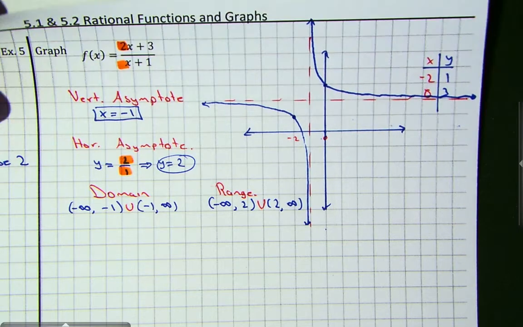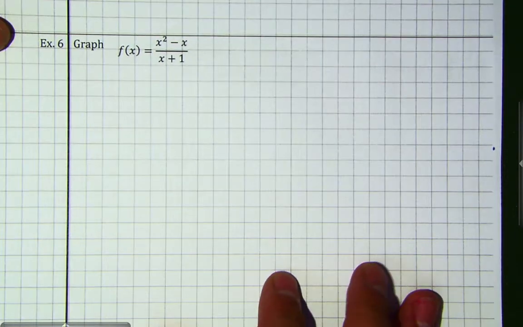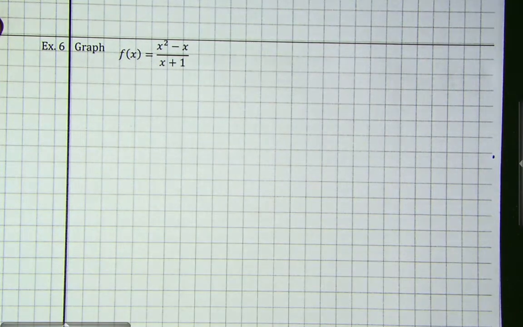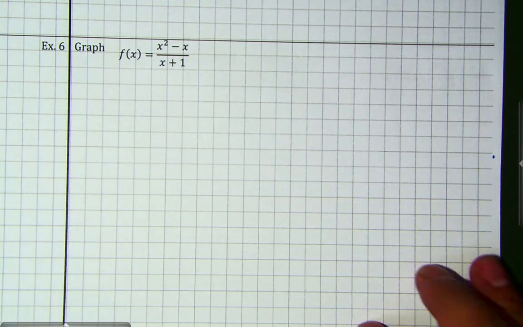Example number 3. Go ahead and take the time to copy it down, and then we can compare our answers, or we'll start graphing it together. Let's make a 5 by 5 graph.